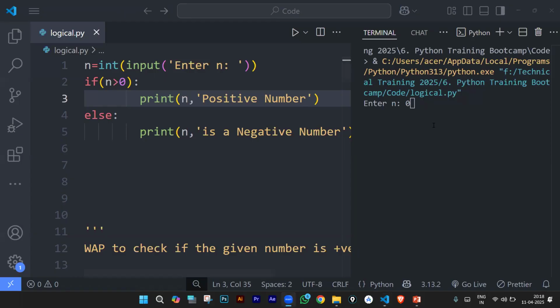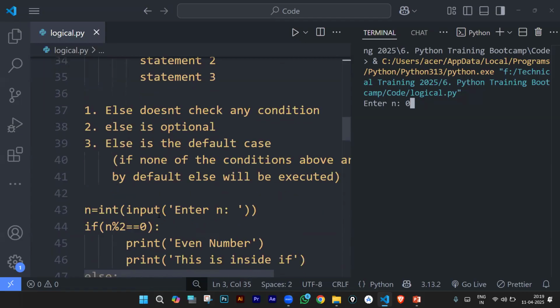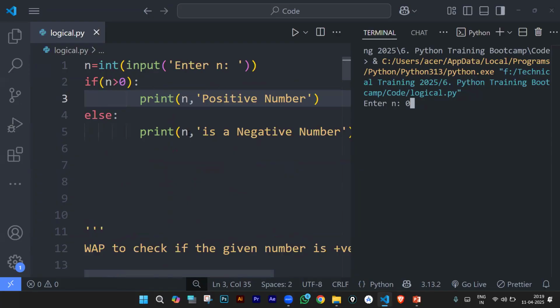So, remember one more tip. Suppress your human emotions. Be a machine. Answer like a machine. Execute line by line. Keep the basics simple. If you remember, I gave you three things about else. Else will not check any condition. Else is optional. Else is default case. And if the if is false, by default, else will be executed. I hope you remember that.